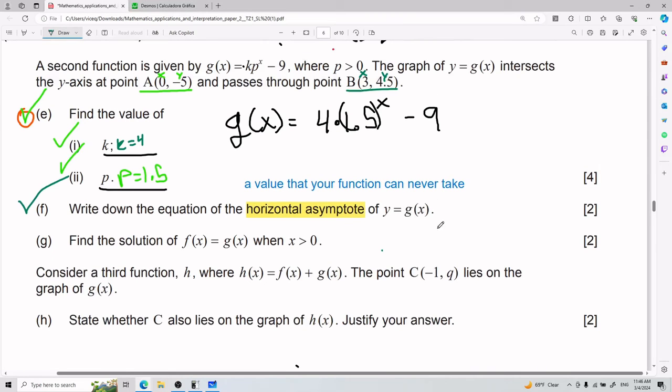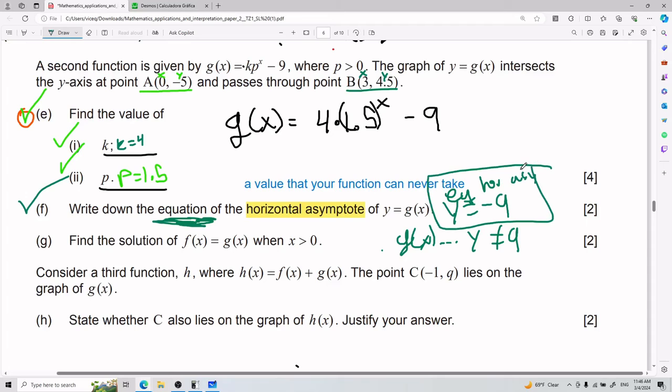Seriously. So, for part F, the equation of the horizontal asymptote, very important, is going to be y equals negative 9. The way you can think about it is that the equation of the horizontal asymptote is y equals negative 9, and in your function g of x, y can never equal negative 9. Notice that is important. One thing is the equation, one thing is what g of x can never be. So g of x can never equal negative 9 for y, and your equation of that horizontal asymptote is exactly y equals negative 9.